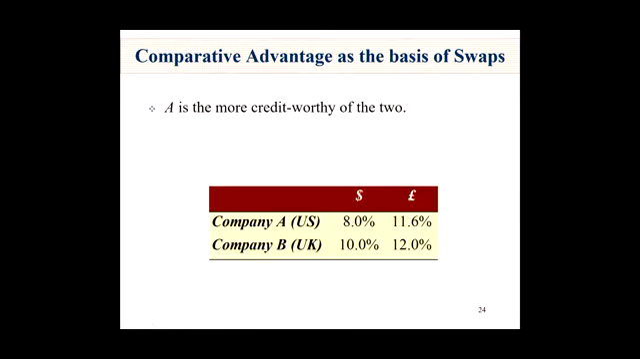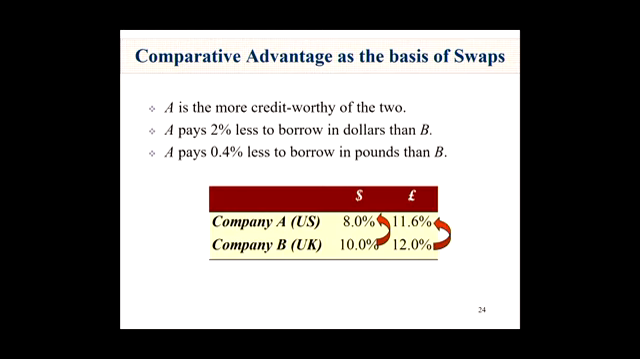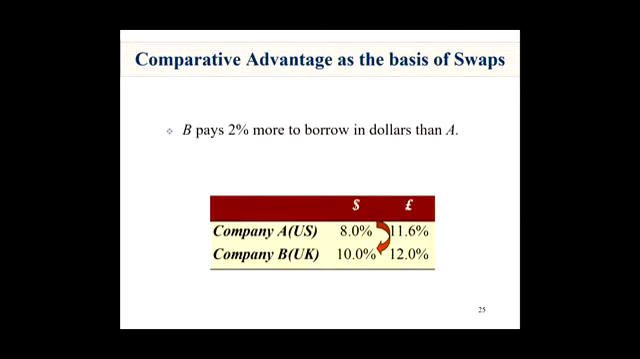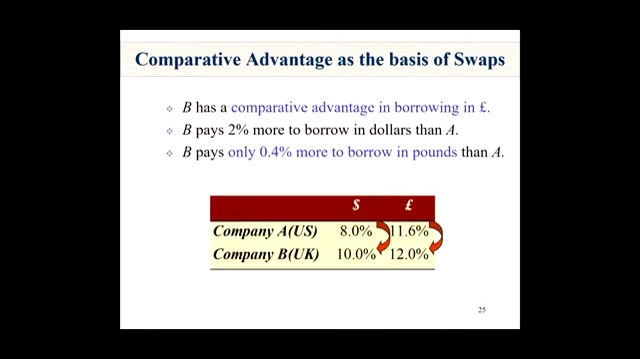Company A is the more creditworthy of the two. So Company A would pay 8% less in terms of dollars. They would pay 8% less on a US loan, and they would pay 0.4% less to borrow in pounds. So in other words, it's always cheaper for Company A to borrow than Company B. In other words, Company A is more creditworthy, right? So A has an absolute advantage in borrowing in both cases. For Company B, they pay 2% more if they borrow in dollars and only 0.4% more if they borrow in pounds. So B has a comparative advantage in borrowing pounds.